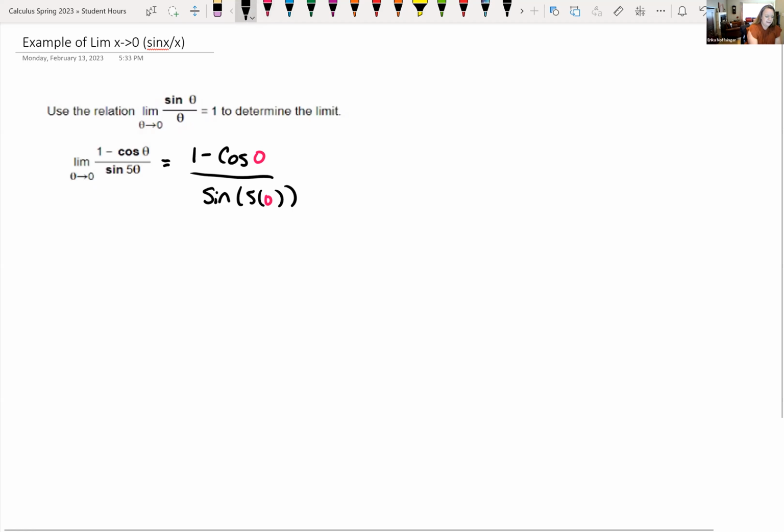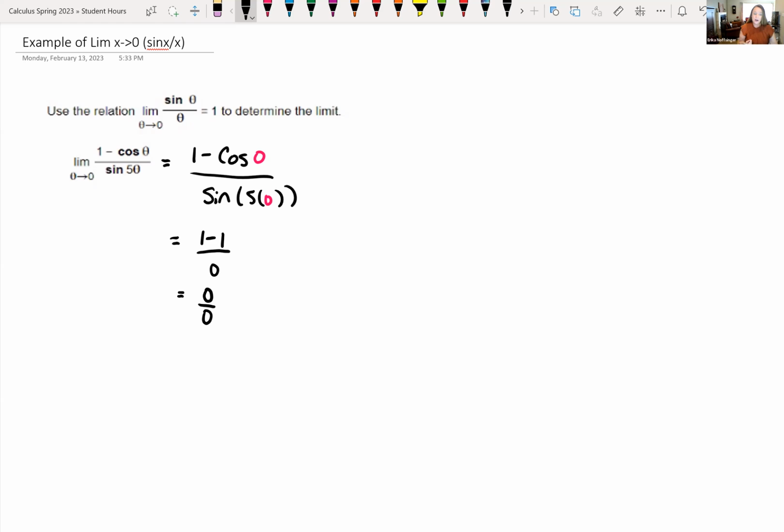So simplifying this, we get 1 minus cosine of 0. Cosine of 0, recall, is 1. So we have 1 minus 1 all over sine of 5 times 0. 5 times 0 is 0. Sine of 0 is 0. And so after direct substitution, we get this form of 0 over 0. If we see this form, it's an indeterminate form, and we need to go back and manipulate this to help it fall out.